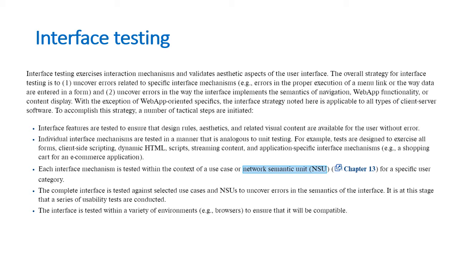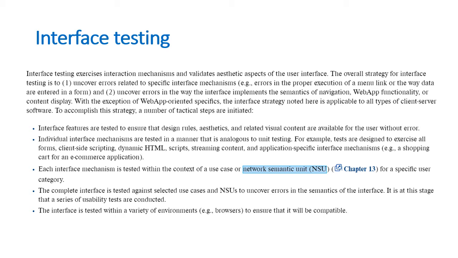Each interface mechanism is tested within the context of a use case or the network semantic unit, NSU. These are the paths that connect the different navigation nodes. Normally, these have been explained earlier in the design of the web app, for any specific user category. The complete interface is tested against selected use cases and the NSU to uncover errors in the semantics of the interface. So at this stage, a series of usability tests are conducted.